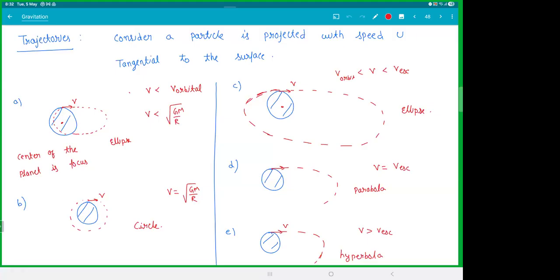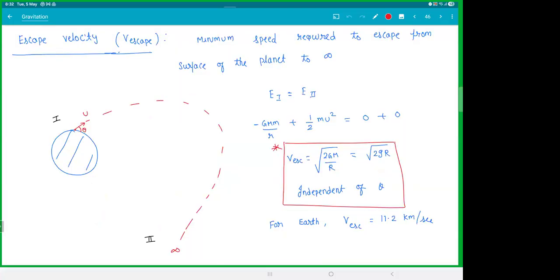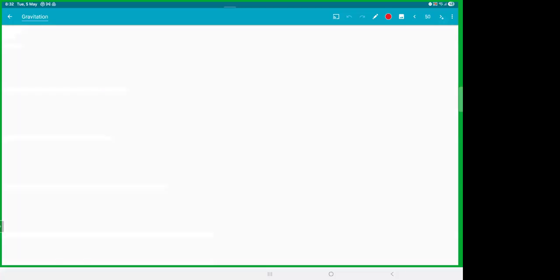Great. So last thing that we did, we started with the trajectories and escape velocity. So we did all this theory part.